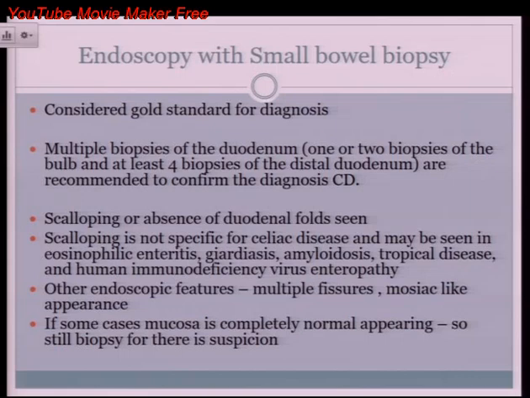So there are various changes that you can see when you look with the camera, various changes that you can see in the mucosa. You can see scalloping, you can see absence of folds in the duodenum, you can see multiple fissures, a mosaic-like appearance of the mucosa. But in some cases, the mucosa can look completely normal, but you should still biopsy if there is a suspicion for celiac disease.